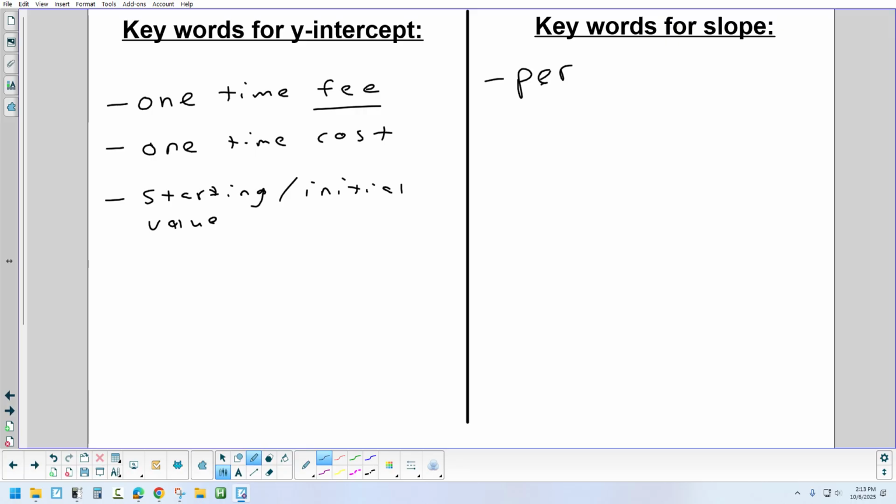Okay, I think almost every problem you're going to see has the word per in it for the slope. We're just saying something that happens over and over.